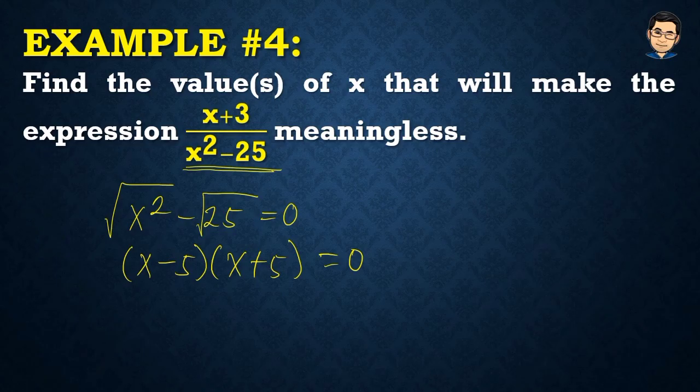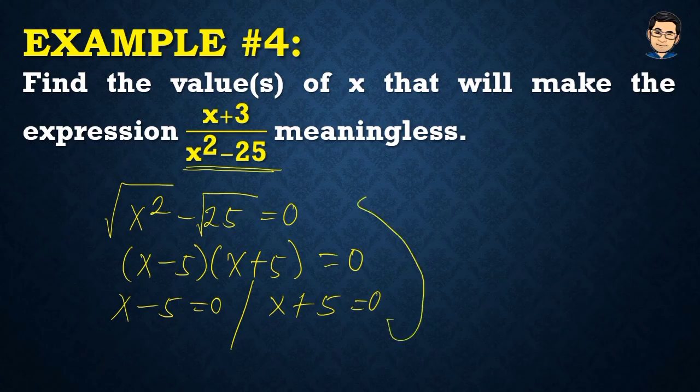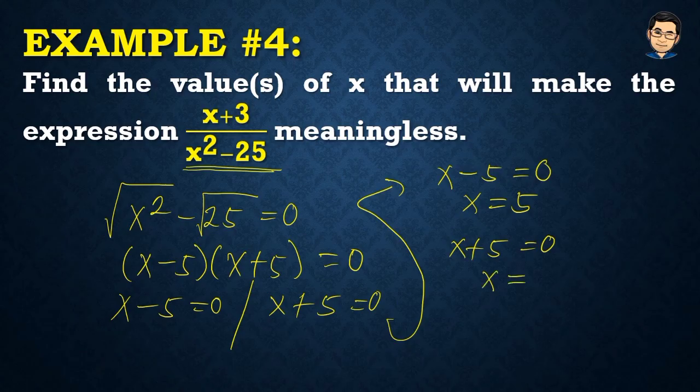So, remember, kapag factoring difference of two squares, pareho po yung mga terms, and then magkaiba lang po sila ng sign. So, and then we equate each term to 0. So, rewrite lang natin. x minus 5 is equal to 0. So, we add 5 to both sides. So, x is equal to 5. x plus 5 is equal to 0. We will be subtracting 5 to both sides. That is, x is equal to negative 5.